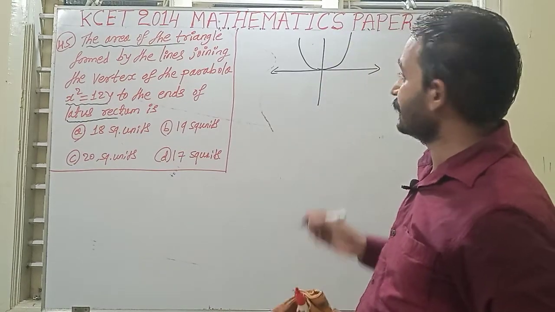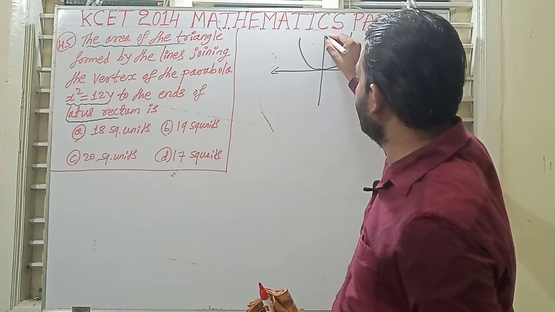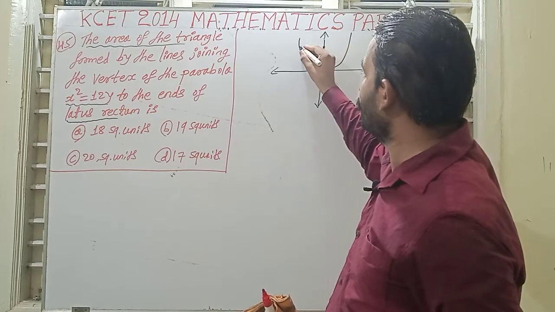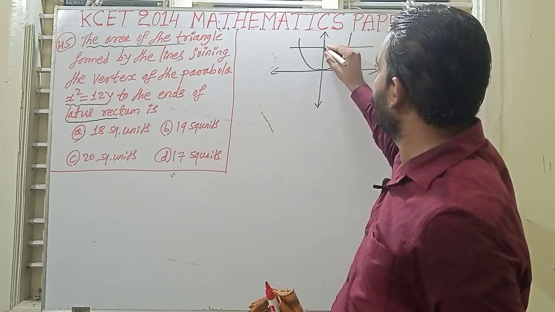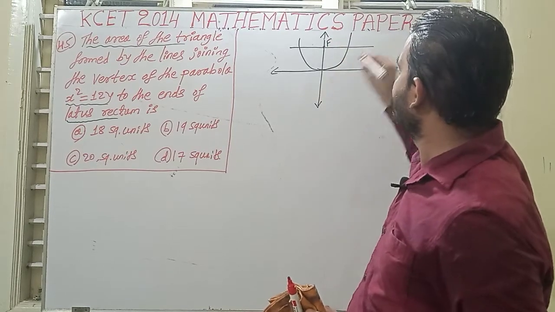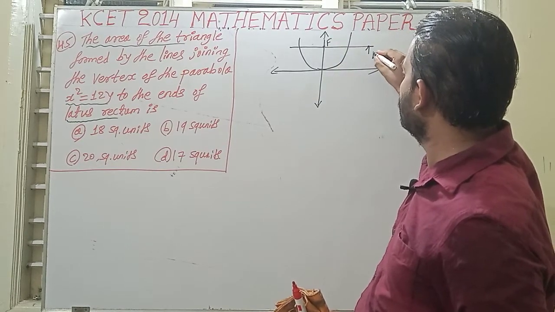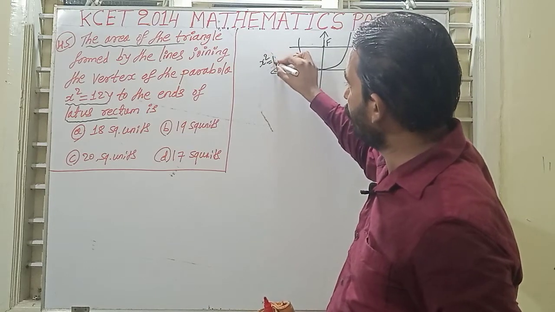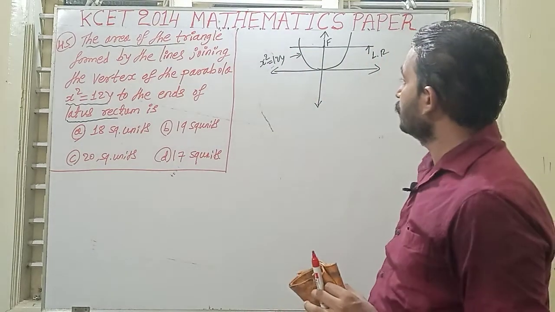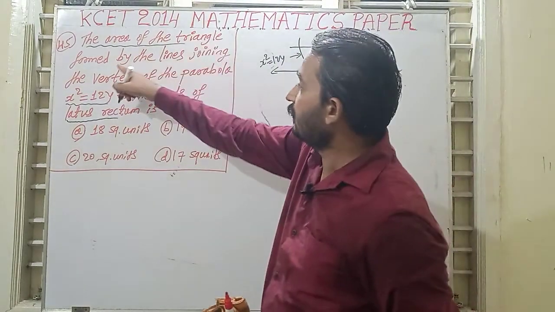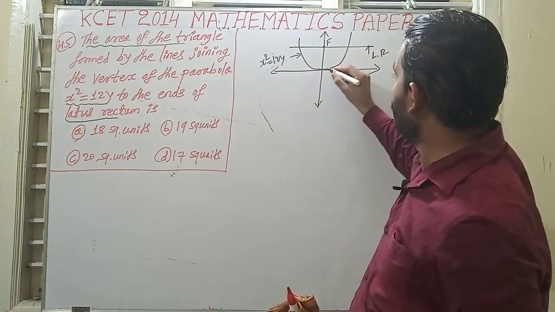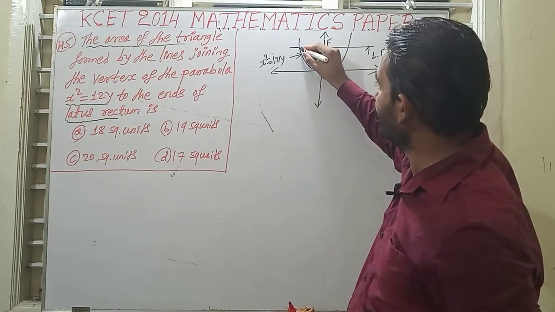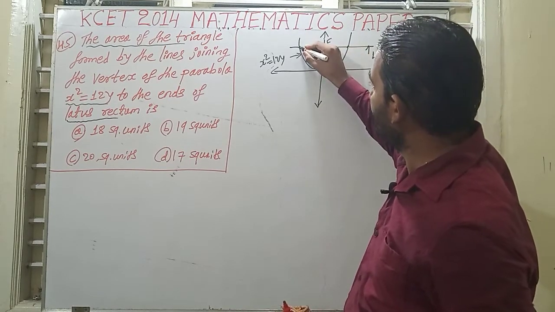And latus rectum means what? The line perpendicular to the axis of the parabola and passes through the focus. This is the focus. So this is the latus rectum. This is the x square is equal to 12y curve. So then find the area of the triangle formed by the line joining the vertex of the parabola to the ends of the latus rectum. These are the ends of the latus rectum.